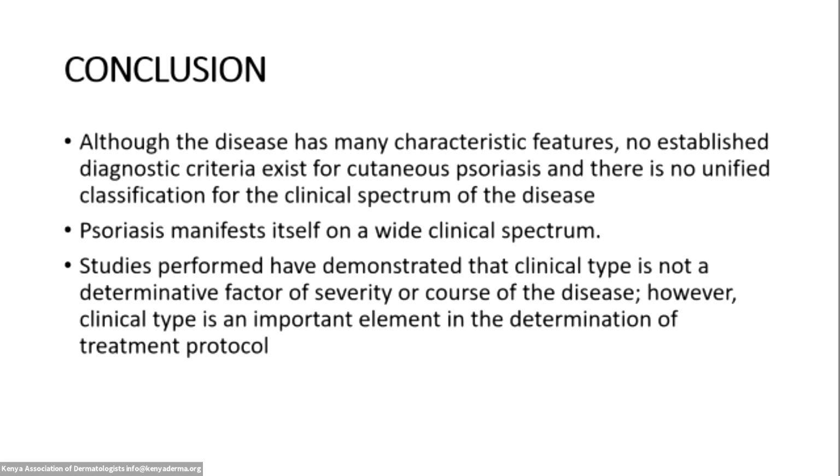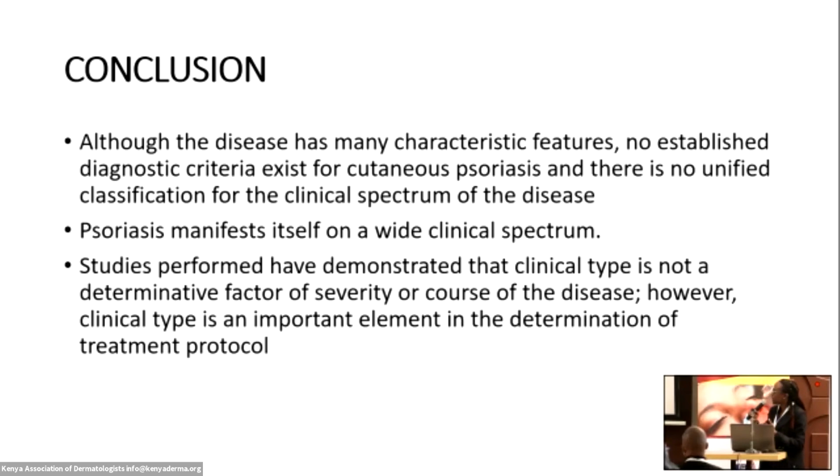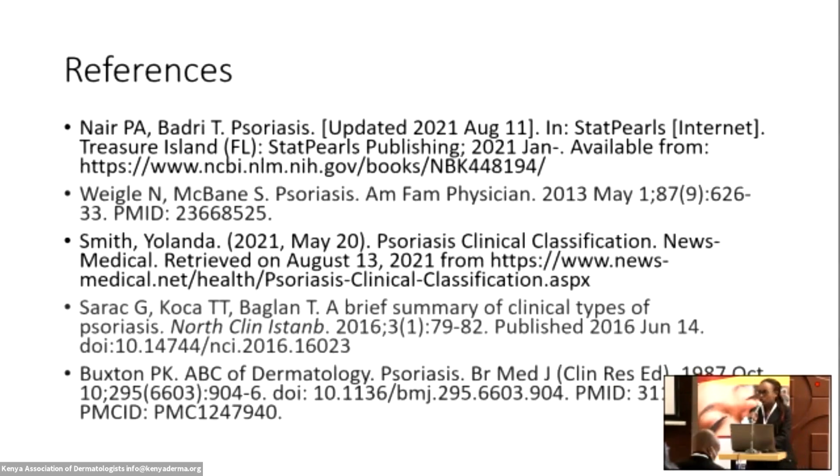So in conclusion, although the disease has many characteristic features, there is no established diagnostic criteria for cutaneous psoriasis. So there is no one unified classification, as we've seen in the presentation. And psoriasis tends to manifest in a wide clinical spectrum, and this clinical spectrum is not only to determine the severity or the course of disease, but it's also to guide us in terms of our treatment protocol.